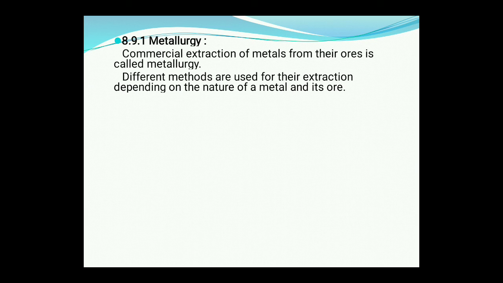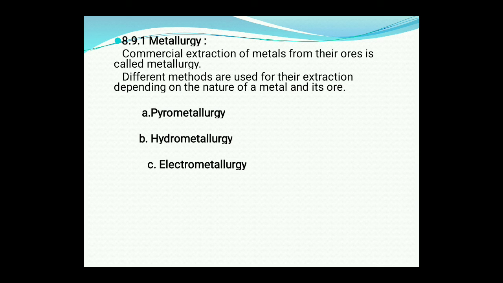Now, there are three different branches of metallurgy which are used as per requirement. First is pyrometallurgy, second is hydrometallurgy, and third is electrometallurgy. So, what do they mean? All are basically branches of metallurgy, that means there we see the extraction of metal. But depending upon the procedures they use, the names are given. Now we will see one by one.